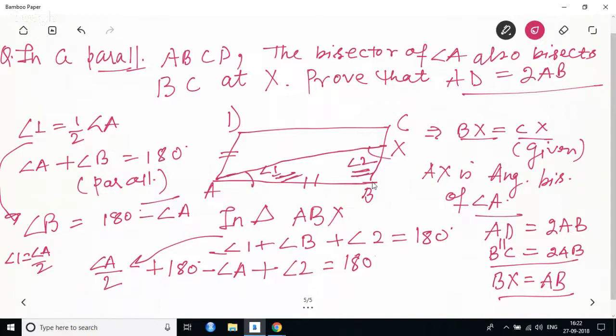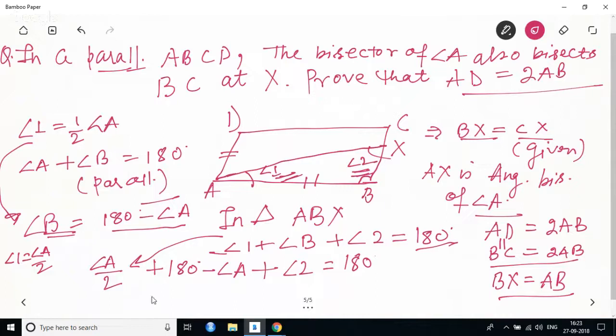How can I find out the relationship between angle 1 and angle 2? So I have taken the reference of triangle ABX. In that scenario, angle 1 plus angle 2 plus angle B, which I have written here, is equal to 180 degree. Now angle 1 I know is A by 2. Angle A and B I know the relationship. So I can find out the value of angle B in terms of angle A. And that's how I will have the relationship between angle 1 and angle 2.